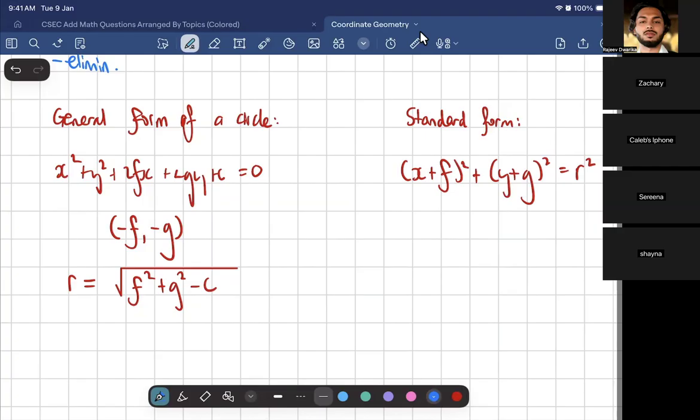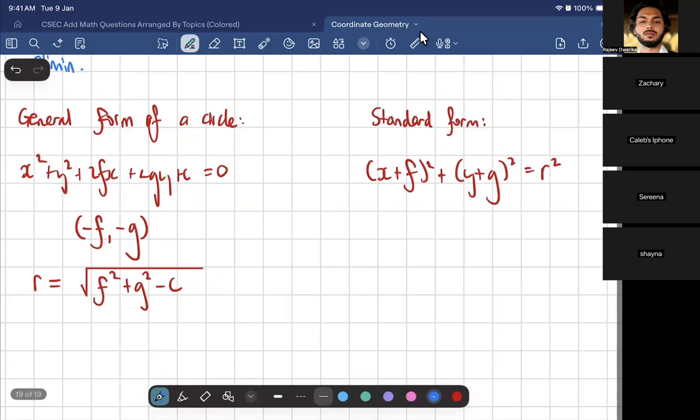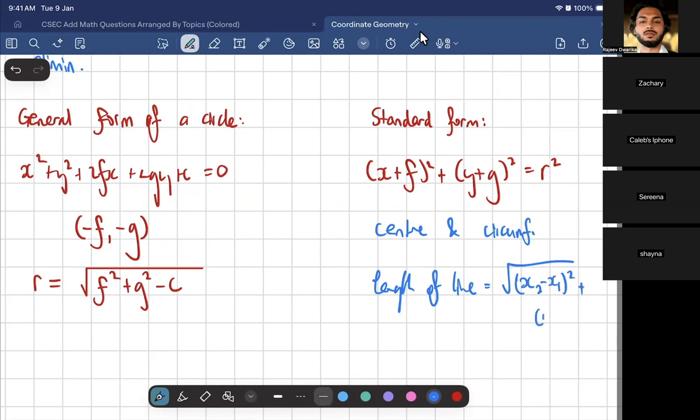All right. So we have the standard form here. Let's just say I have 2 points. I have a point at the center and I have a point at the circumference, right? What formula could I use to find the length of the radius? Tell me, Serena. You use the length of line formula, which is the square root of brackets x2 minus x1 squared plus brackets y2 minus y1 squared. Perfect.